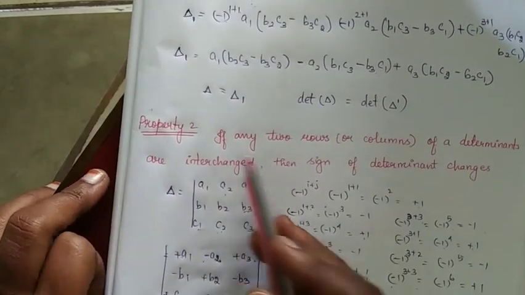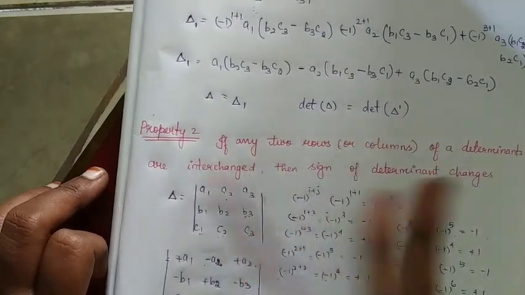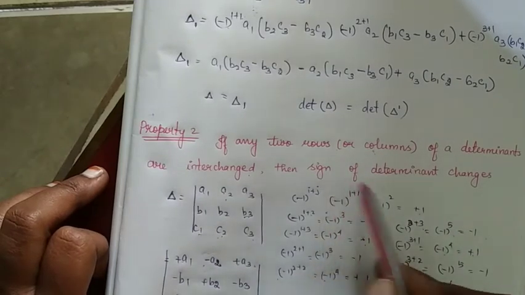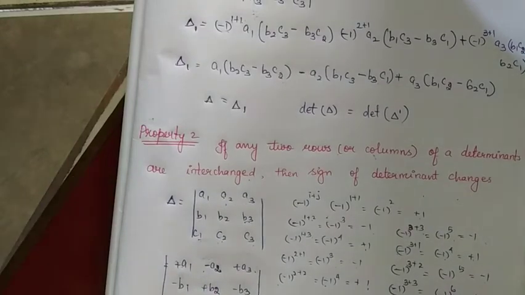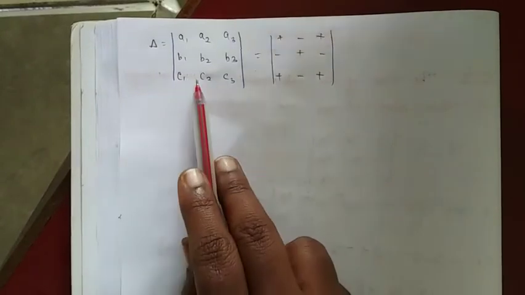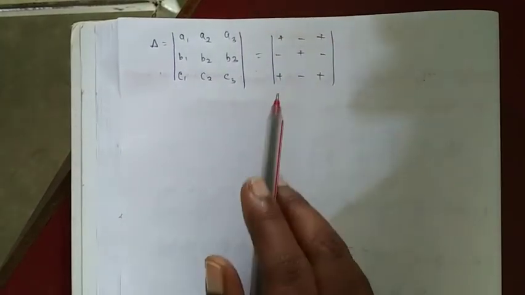Let us see what the property is. If any two rows of a determinant are interchanged, or two columns are interchanged, the sign of the determinant changes. Now let us understand that property. See here, this is the determinant. Let us keep the sign in mind and we will find the value of the determinant.